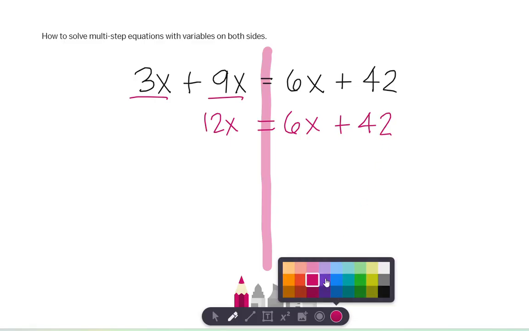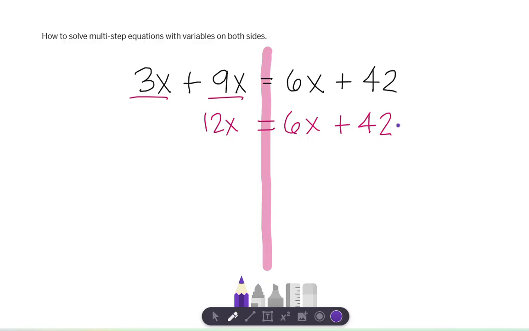But now I want to get all of my variables on one side and all of the plain numbers or constants on the other side. I can do that by using inverse operations. So if I take 6x from right here, that's going to get rid of this one. To keep it balanced, I have to do it on both sides. So I'm going to remove or subtract 6x from both sides.